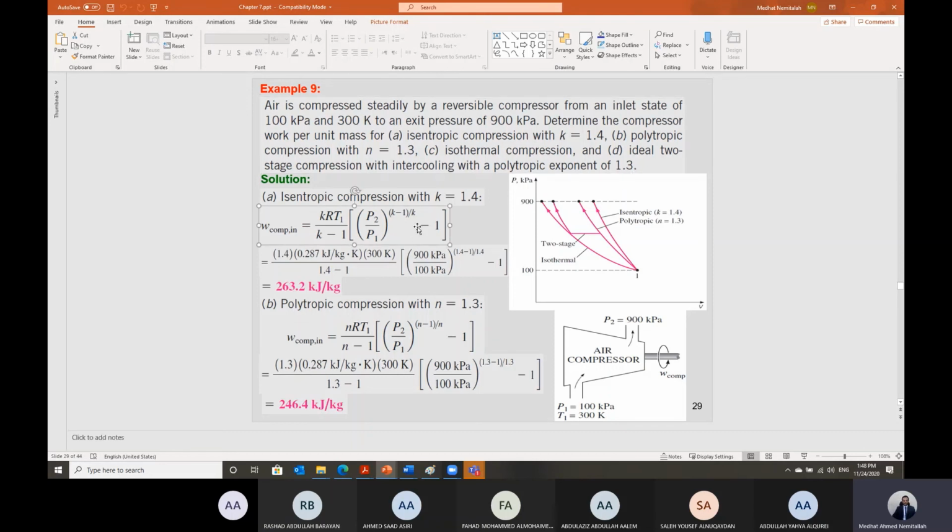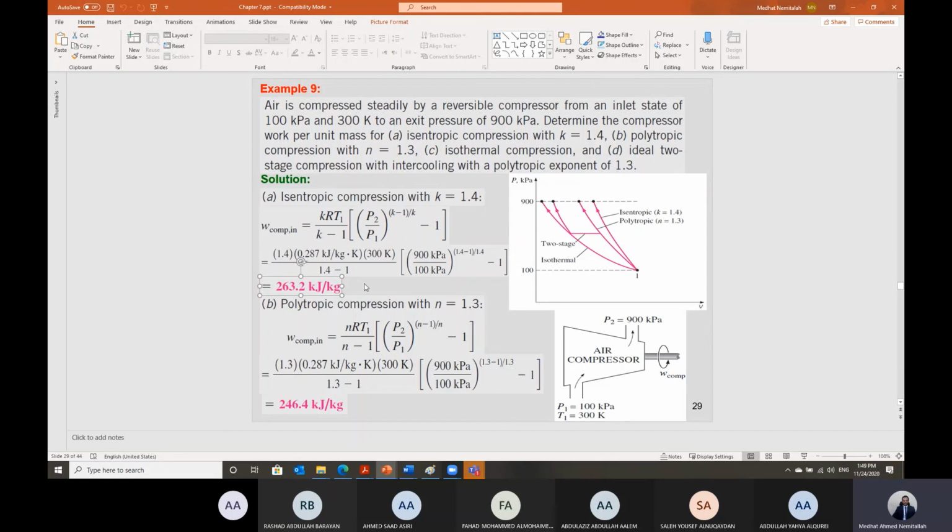So here is the relation for isentropic that we have developed. K is equal to 1.4. R for air is 0.287. You can get it from table A-1 if you don't remember. Temperature T should be in Kelvin, divided by k minus 1, times P2 over P1 to the power k minus 1 over k. We have it, we can substitute in kilopascal, P2 over P1, then we can get this value of the work. This is the isentropic. We said the isentropic will give us the maximum input work, maximum reversible input work.